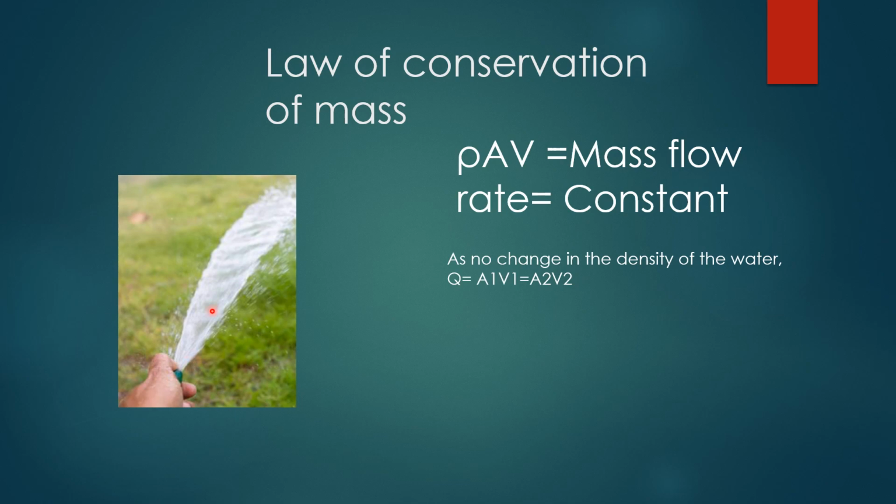So why is there a splash? Because the velocity is increasing. Why is the velocity increasing? Because flow is constant. Whatever is coming inside the pipe till this point, it has to go outside. So when you reduce the cross-sectional area, there is an increase in velocity because the flow rate has to remain the same. So that's why the velocity is increasing, to keep the flow constant.